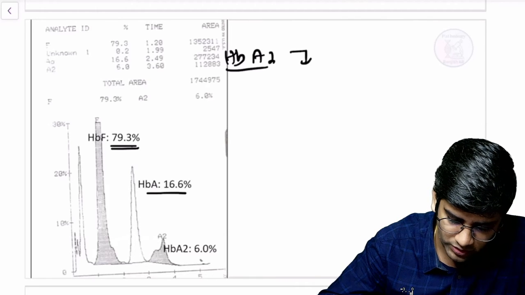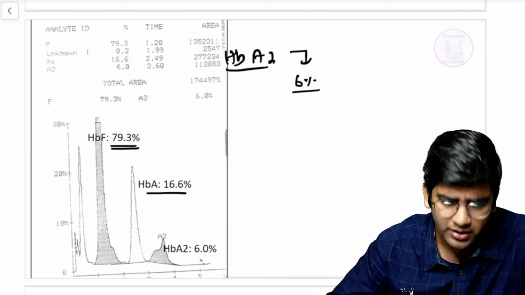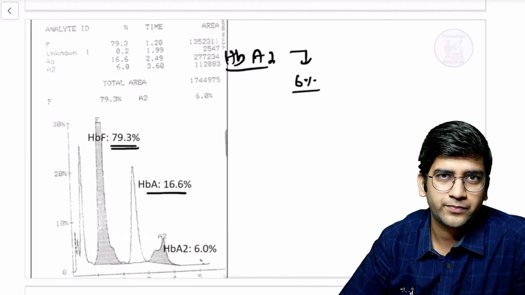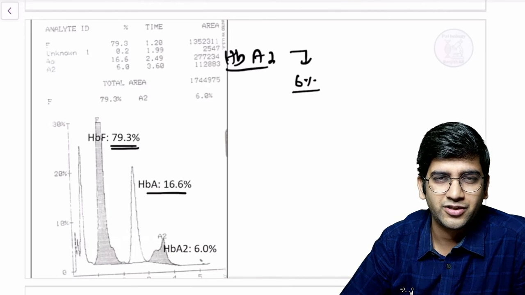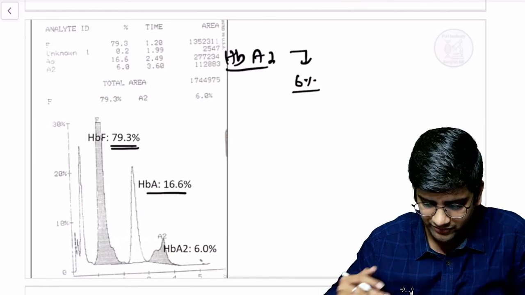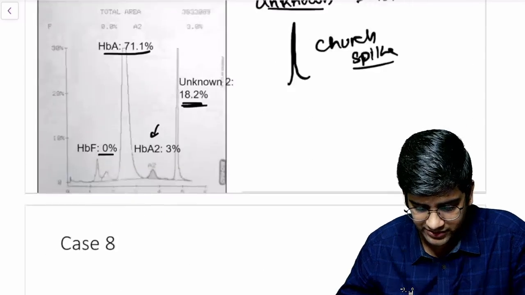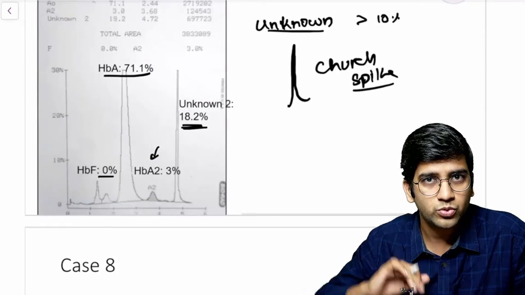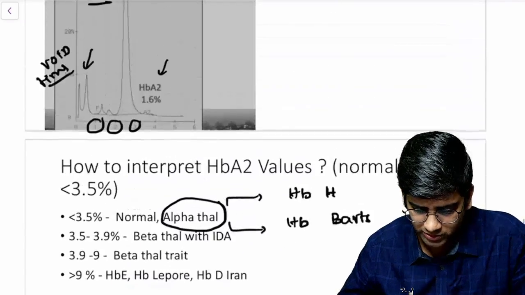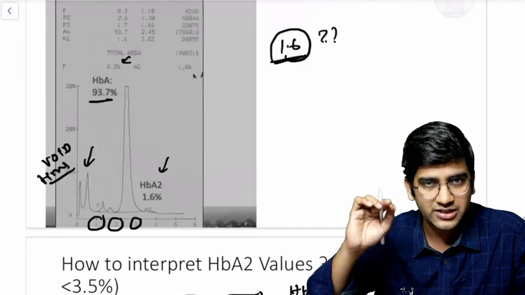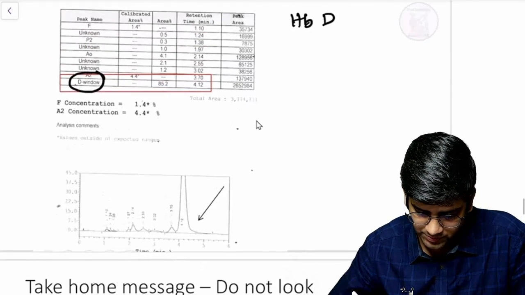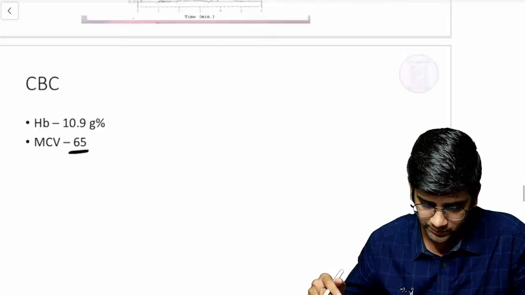So this HbA2, I'm having 6%, which means I'm going to think of beta thal. But that's not my only consideration here. Look at the HbA2 curve. We'll look at other curves and then compare with this. HbA2 is smooth, like a Gaussian distribution, a normal curve. Though it's less, it's smooth. Look at the HbA2, smooth.